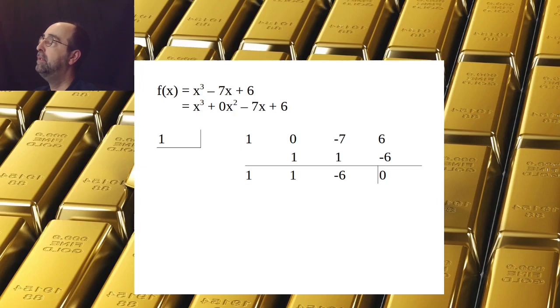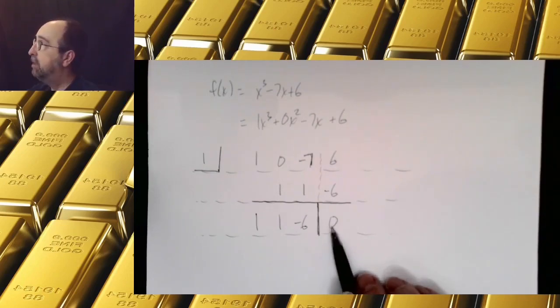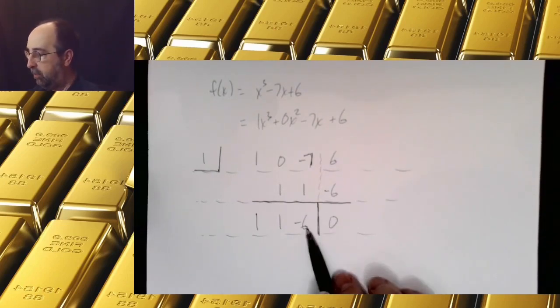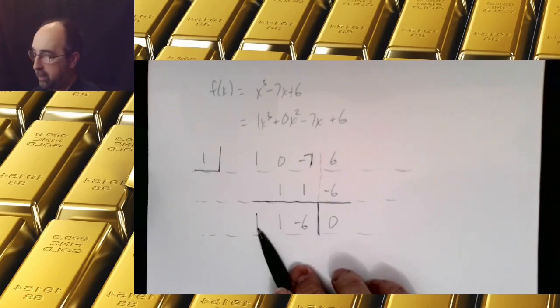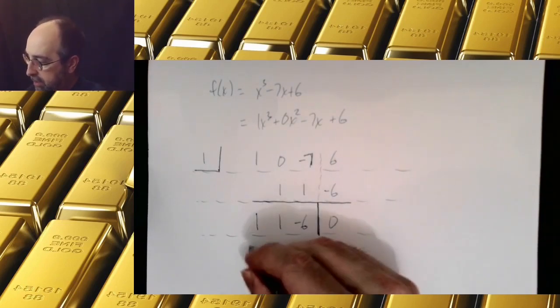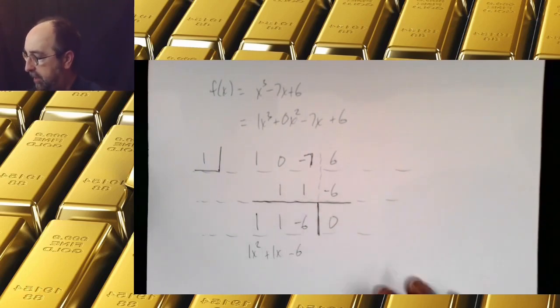Now, the question is, how can you interpret this? Well, this is the remainder position here. This will be the ones place. This will be x to the first power, and this will be x to the second power. So this is suggesting something like 1x squared plus 1x minus 6.